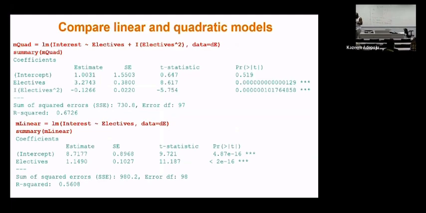We run linear regression. What was the R squared? It's 0.5608. I'm talking about the second one. Do you see this here? The first one is when we fit the quadratic. What was the R squared? The R squared is 0.6726. So which one has a better fit? The one that has a better fit is the quadratic one. Does that make sense now? That is the quadratic one.